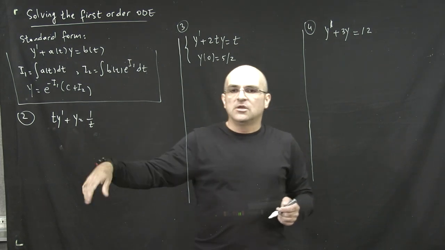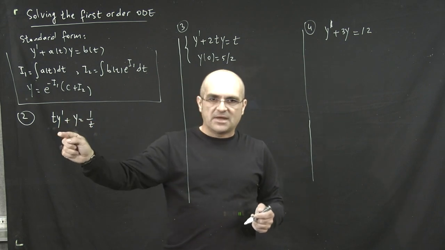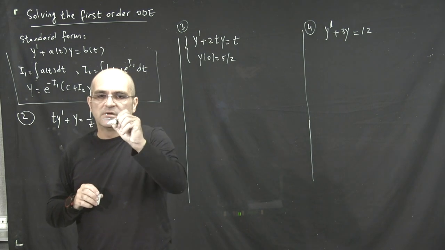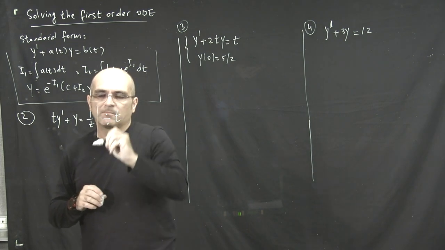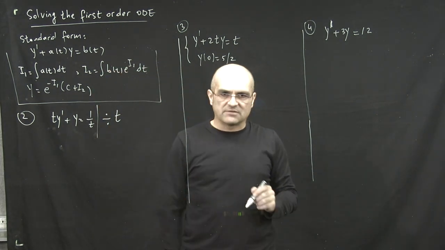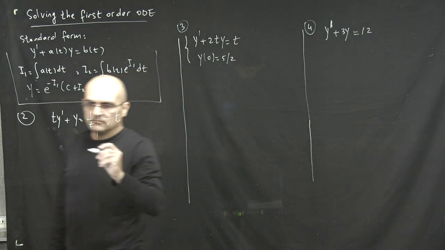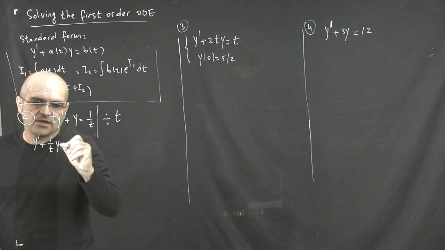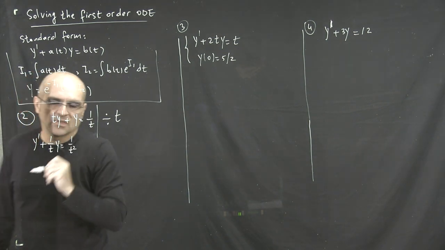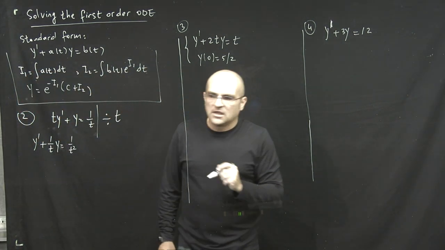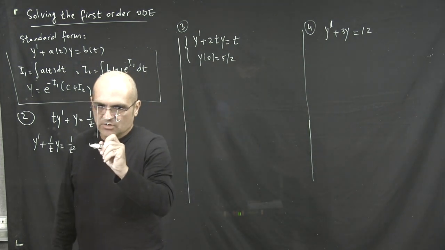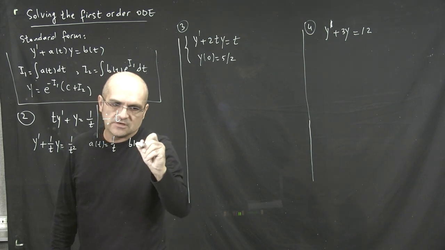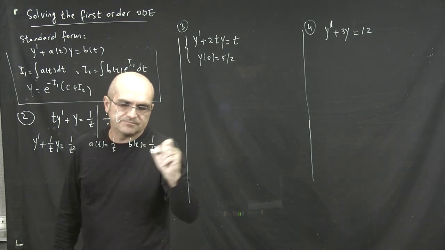All right, so you must get y prime by itself. So that means you need to divide the entire equation by t, in order to make y prime by itself on the left side. So this becomes y prime plus 1 over t times y equals 1 over t squared. So now it's in the standard form, which means you can write down now a of t is 1 over t, b of t, of course, is 1 over t squared.